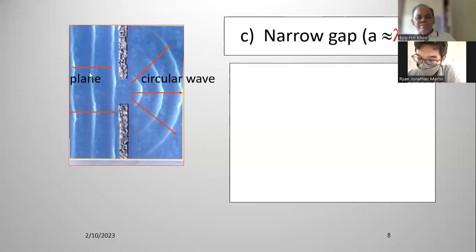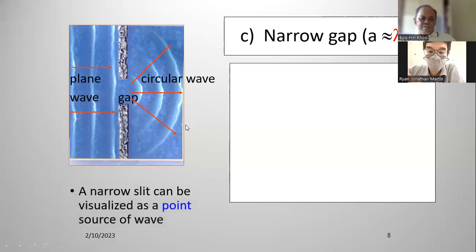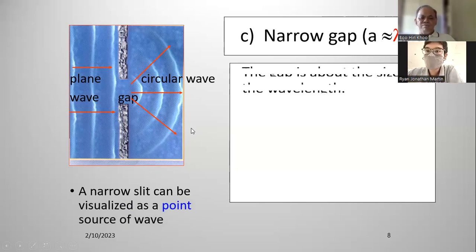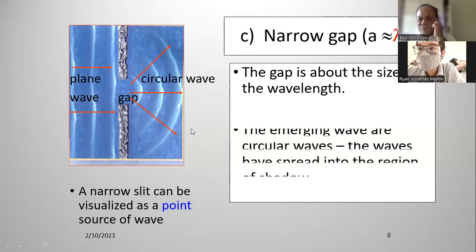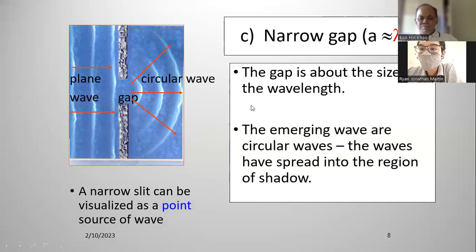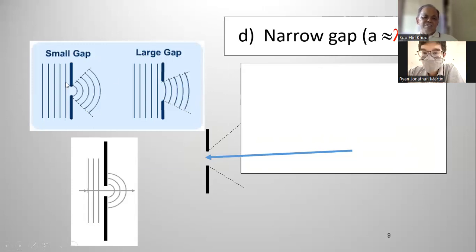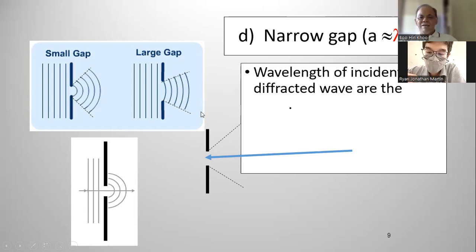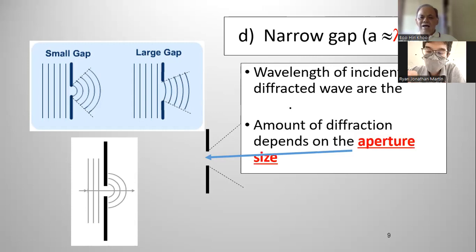There's a plane wave, so what comes out is a circular wave. Narrow gap can be visualized, or you can think of it as a point source of wave, the size of the wavelength. So the emerging wave spreads out into almost a semicircle. Speed doesn't change, wavelength doesn't change. So you are required to differentiate only between small gap and large gap. If it is the same as the wavelength, then it will be a semicircle. Wavelength of incident and emerging wave are the same.